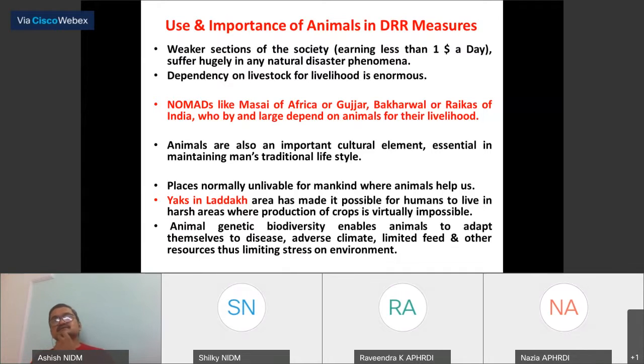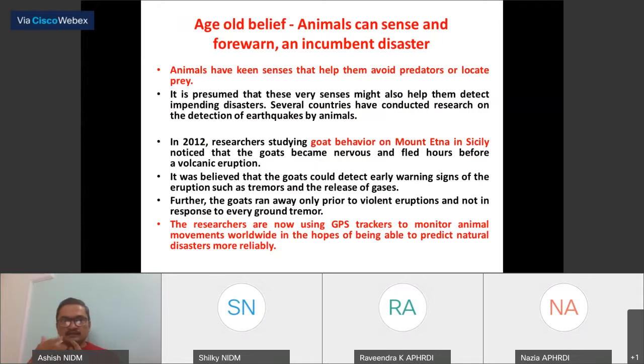So if animals are there, then they not only co-opt to live with human beings, but also provide lots of essential services that are required for mankind to live in stressful conditions. There's one age-old belief also that animals can sense and forewarn of an incoming disaster. Animals have keen senses that help them avoid predators or locate prey. So this very quality of animals also helps them detect impending disaster.